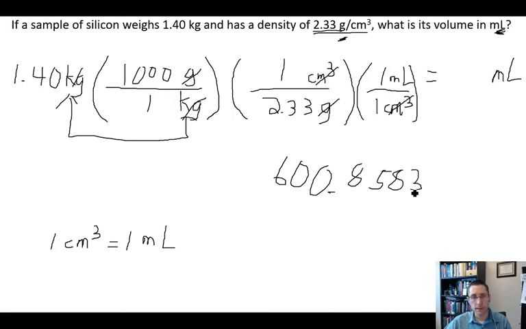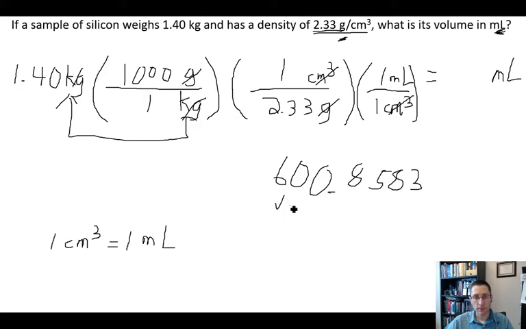And what I get is 600.85836, yada, yada, yada. How many sig figs do I need? I'm given 3 in 1.40 kilograms. I'm given 3 in my density. Everything else is an exact relationship. So I should have 3 sig figs in my final answer.